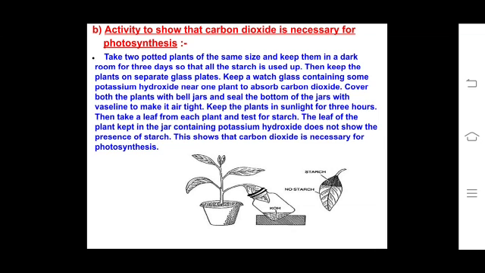Now one more experiment we can discuss is that oxygen is evolved during photosynthesis. How can we say that oxygen is evolved during photosynthesis? For this experiment we need a beaker three-fourths filled with water, then a few twigs of hydrilla plant. Hydrilla is a water plant, an aquatic plant. You have to keep it inside the water, then cover it with a funnel. Funnel, all of you know, is a conical structure with a stem.